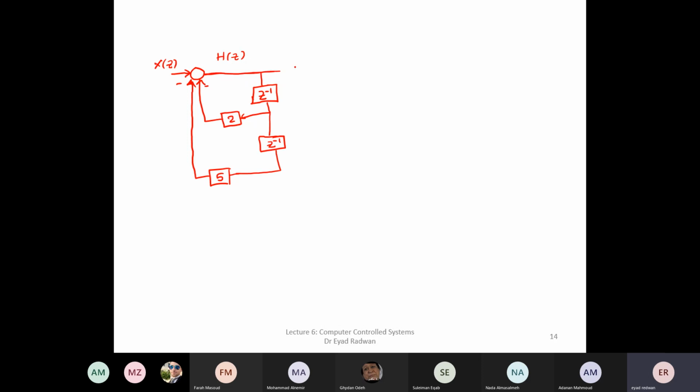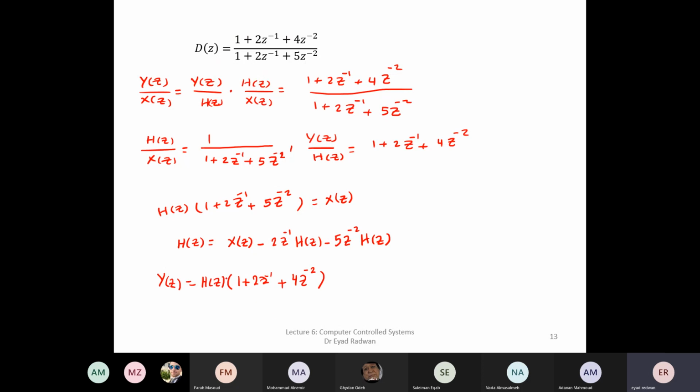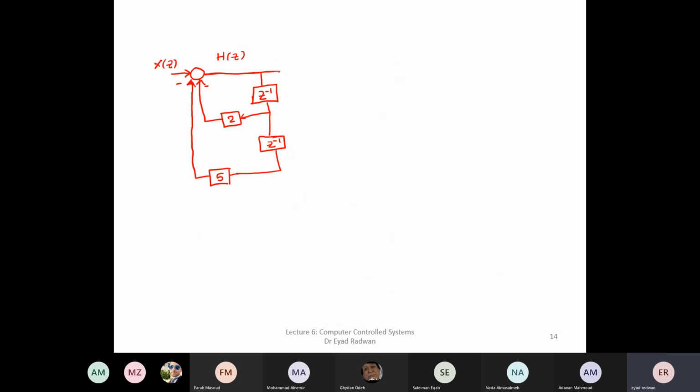Now the output term, y of z, is equal to h of z. Let me expand this: h of z plus 2z inverse h of z plus 4z to the power minus 2 h of z. So I will implement this term, y of z equal to h of z, so I will have another summation here. This is h of z.